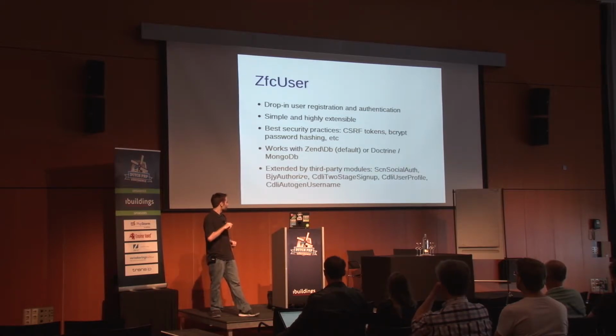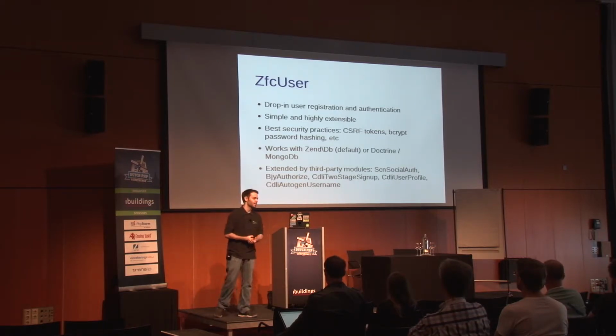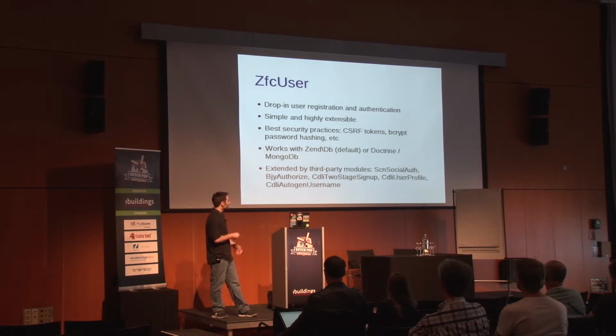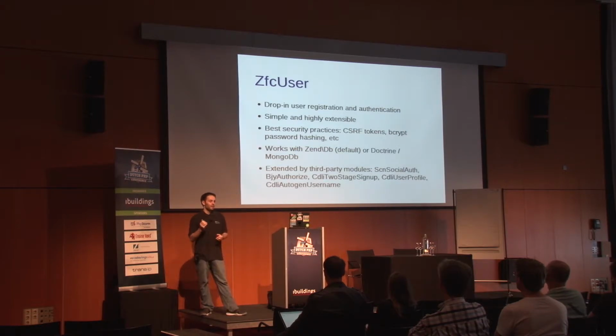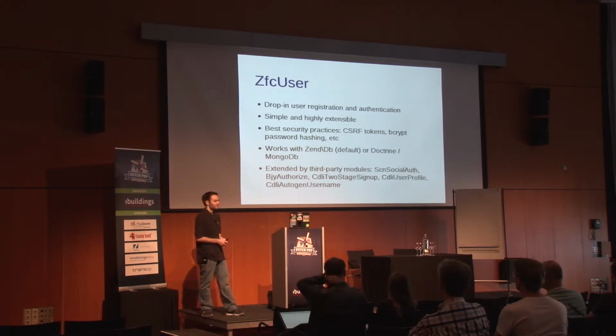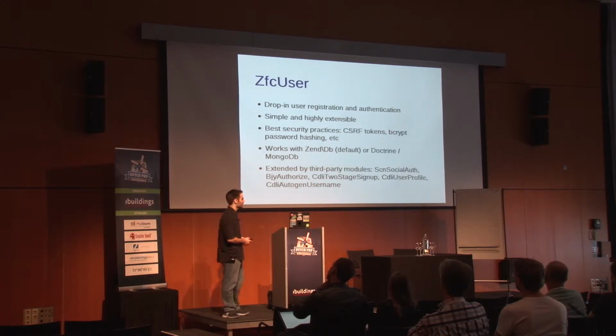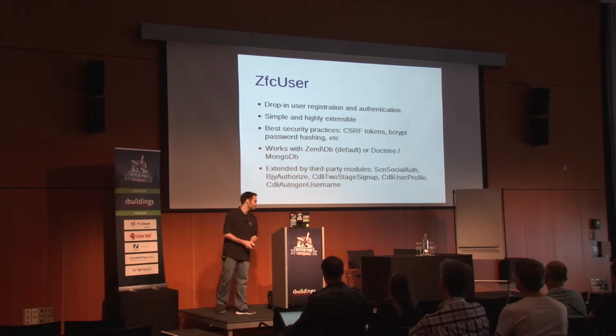And you can tell because of all the third-party modules that have popped up that add new functionality to ZFC user. SCN social auth is my favorite. You can install ZFC user and then add SCN social auth, and all you have to do is go into the config file and add your Facebook API key, Google API key, whatever social site you want, and now your users can log in with any of those sites, and it just works. It's probably 3 minutes to get all of that running, whereas before something like that would be a pretty large project.